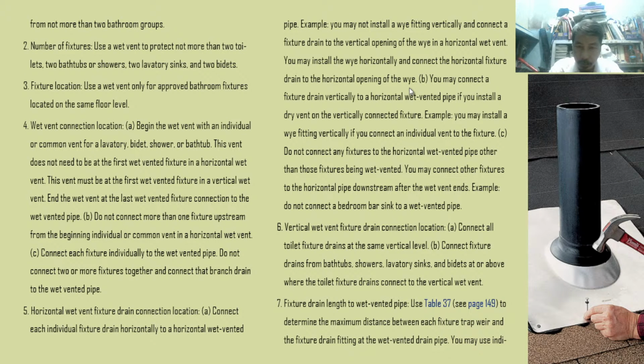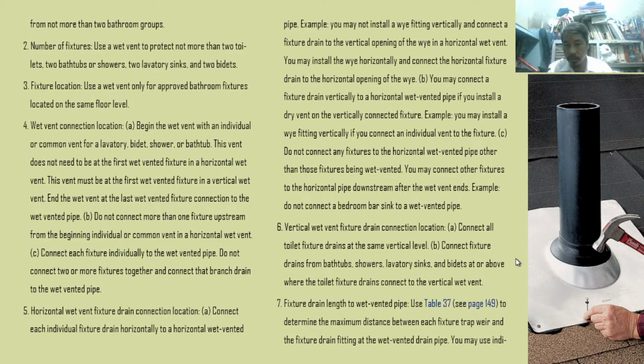For toilet or water closet, the same level. But for the others, like bathtub, shower, laboratory sink, and bidet, above where they can be at the same level or above, where they cannot be below. Where the toilet fixture drains connect to the vertical vent, again, we can use table 37 to determine the maximum distance between each fixture.